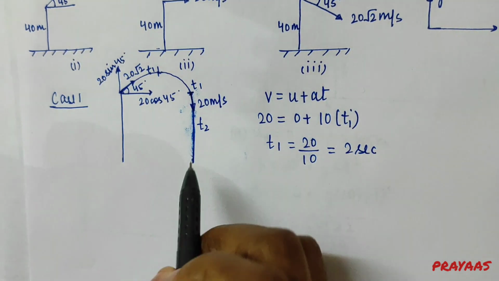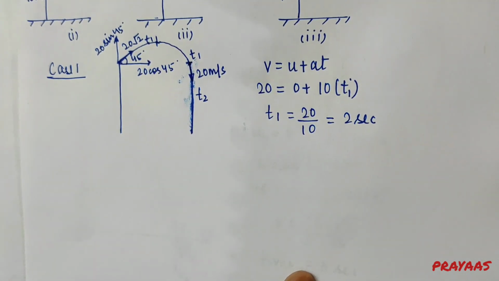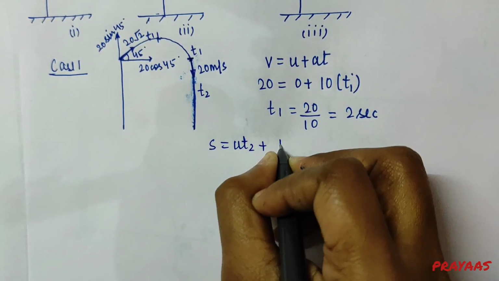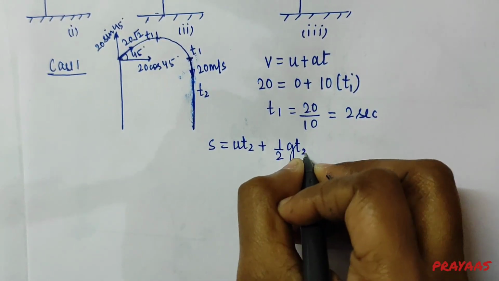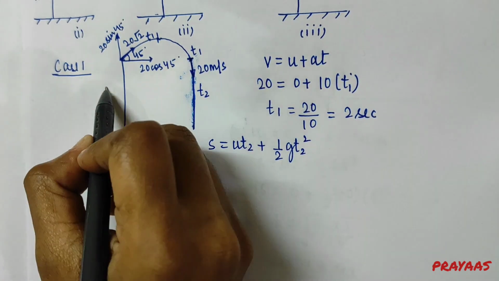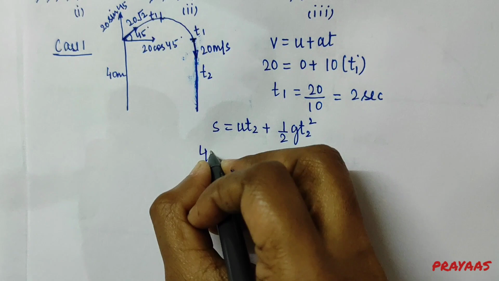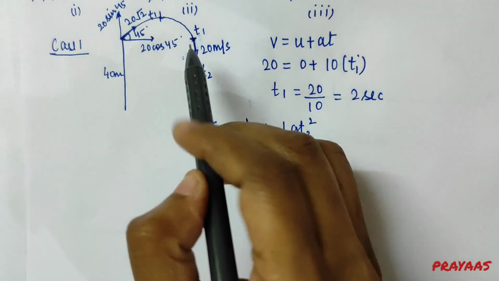For calculating t2, I am going to apply the second equation of motion as s is equal to ut2 plus half g t2 square. s is nothing but the height of the tower, that is 40 meters. So 40 equals to 20, initial velocity at this point.